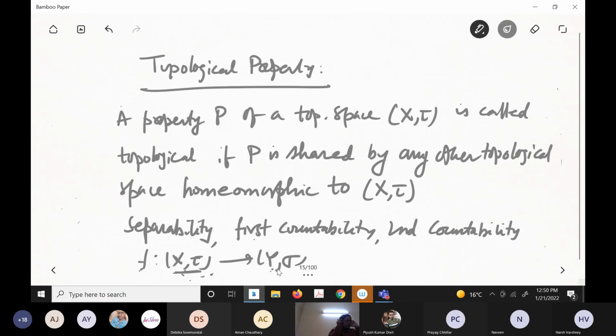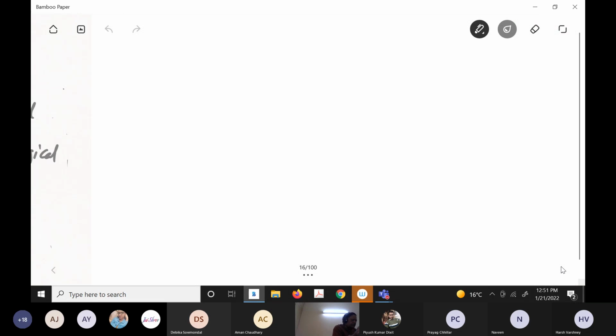Okay. So that way, sometimes if you see one has this property and the other one doesn't have it, last semester we did continuous image of a compact set is compact. So compactness is a topological property. So if it is not shared by two spaces, that means they are not homeomorphic to each other.